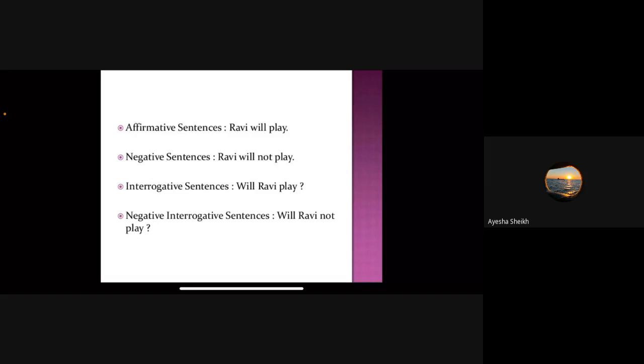Affirmative sentences: Ravi will play. Negative sentences: Ravi will not play. Interrogative sentences: Will Ravi play? Negative interrogative sentences: Will Ravi not play? So will is given mostly. Shall is used very little nowadays. It was used in old English, but still shall can be used with I and we. It is good if you use it. So when you ask the question, start with will or shall. Will Ravi play? Shall I join you? Shall I come? Shall I help you? When you ask the question, you can use will or shall, but you have to use it in the beginning, the first place.